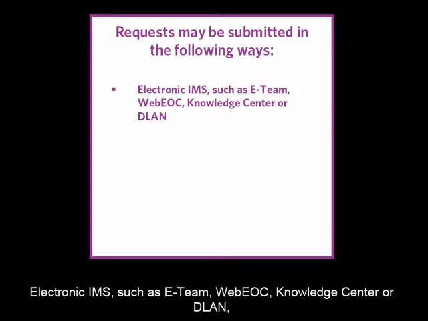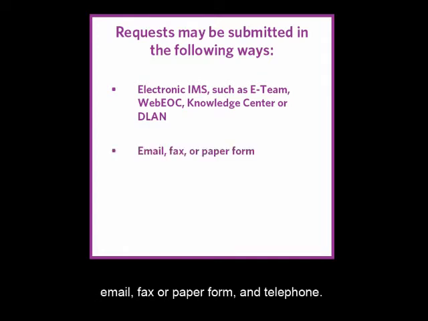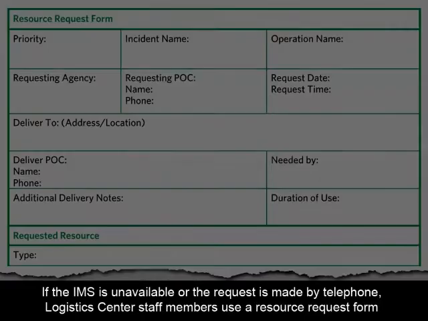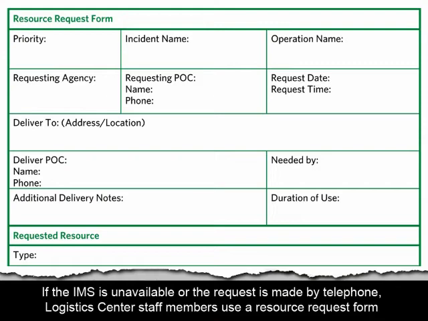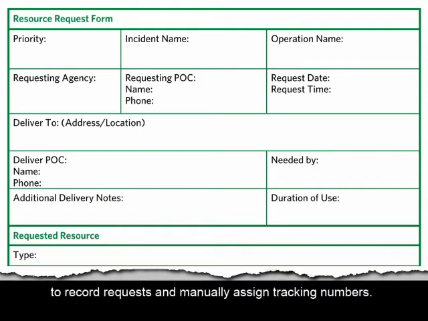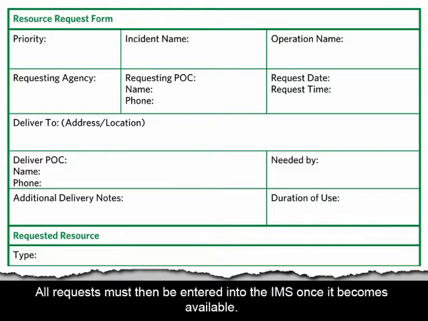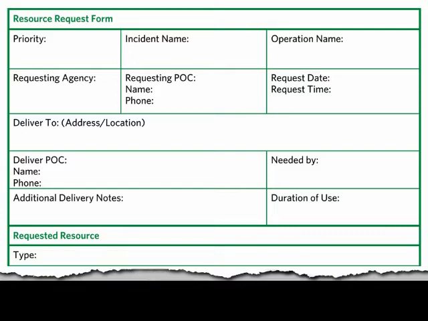Requests may be submitted in the following ways: electronic IMS, such as eTeam, Web EOC, Knowledge Center, or DLAN, email, fax, or paper form, and telephone. If the IMS is unavailable or the request is made by telephone, Logistics Center staff members use a resource request form to record requests and manually assign tracking numbers. All requests must then be entered into the IMS once it becomes available.